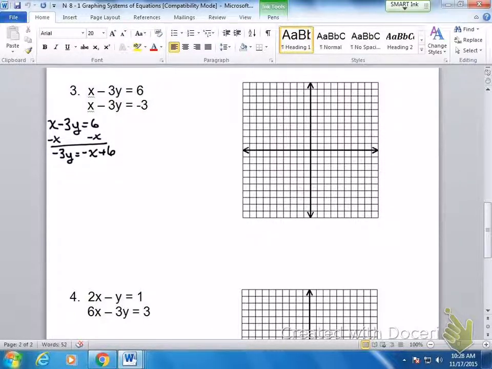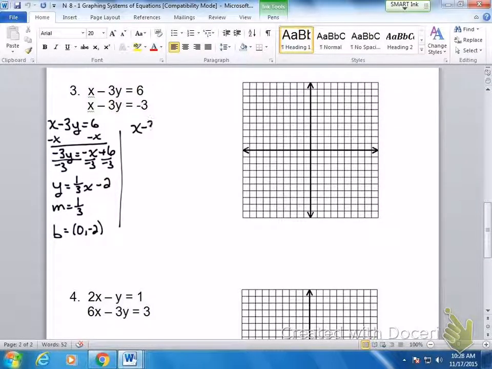But I have to get y by itself, so I'm going to divide both sides, or everything, by negative 3. And I get y equals, it's negative x over negative 3, so that's really 1/3 x. And I have 6 divided by negative 3 gives me minus 2. So I've got my slope is 1/3, and my b is the point 0, negative 2. Okay? Now let's move over to the other one.